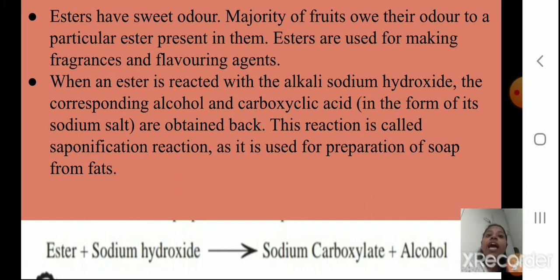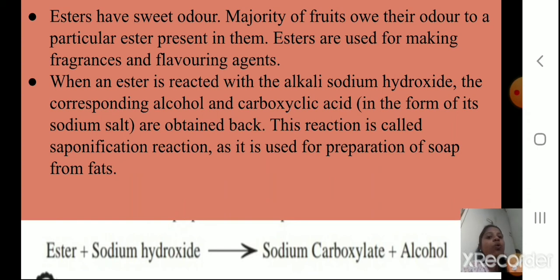This reaction is called the saponification reaction, as it is used for the preparation of soaps from fats. So see, if you take ester plus sodium hydroxide, you are going to get sodium carboxylate plus alcohol. So you will get it in the form of the sodium salt, as it is told. So sodium carboxylate. And this reaction we call a saponification reaction. This type of reaction is used in the preparation of the soaps which we use, from fats.